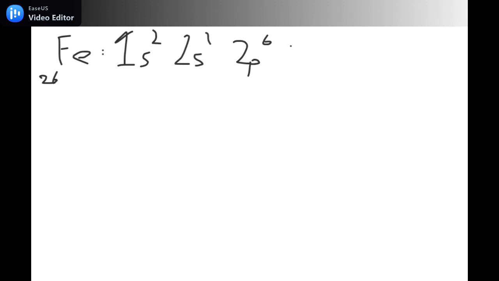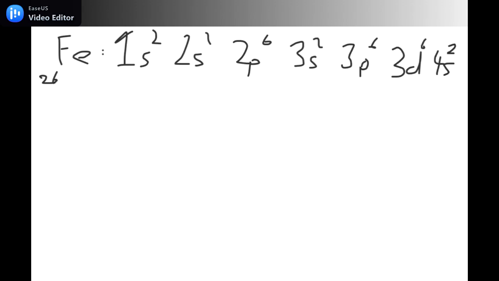Next example is of iron. Iron has atomic number 26. So its configuration would be 1s2, 2s2, 2p6, 3s2, 3p6. Then we'll write 3d, then we'll write 4s2. 6 electrons remain, so 3d will have 6.